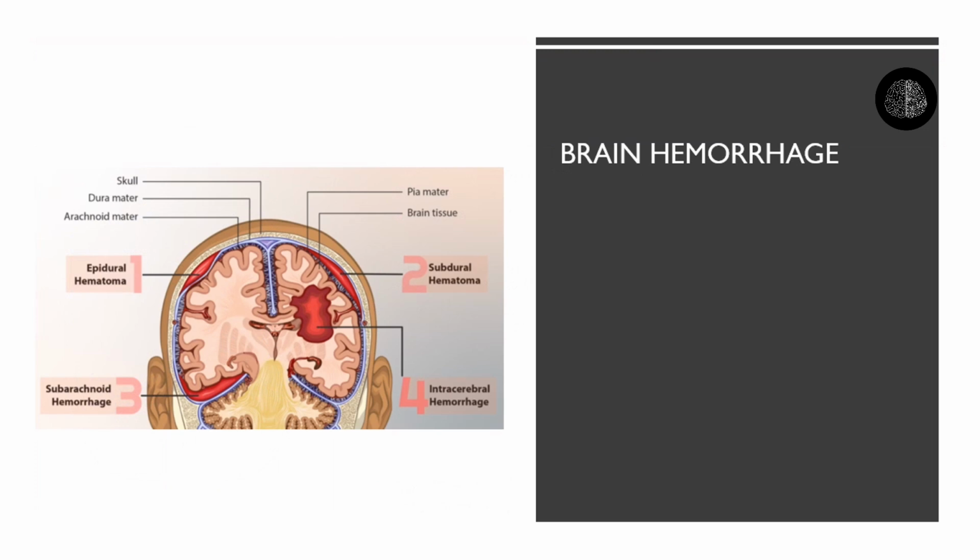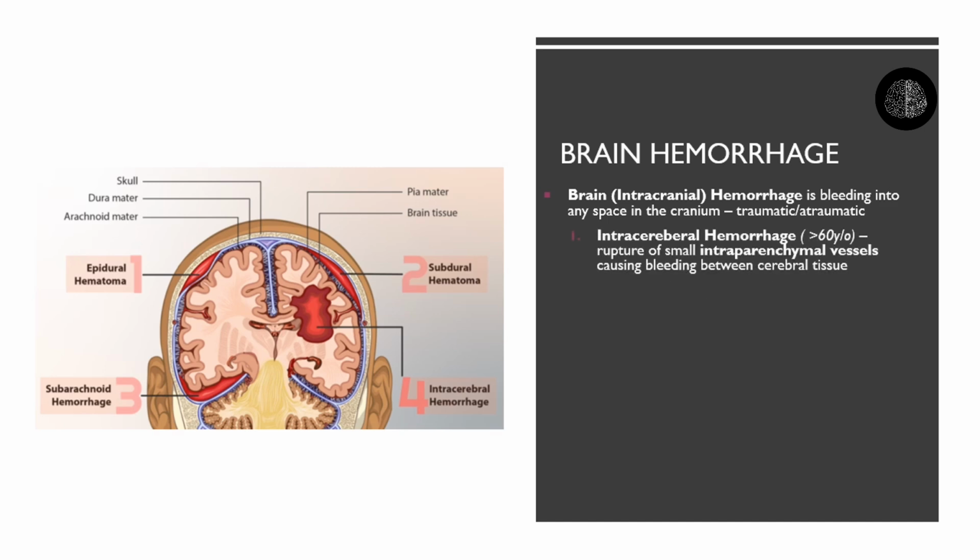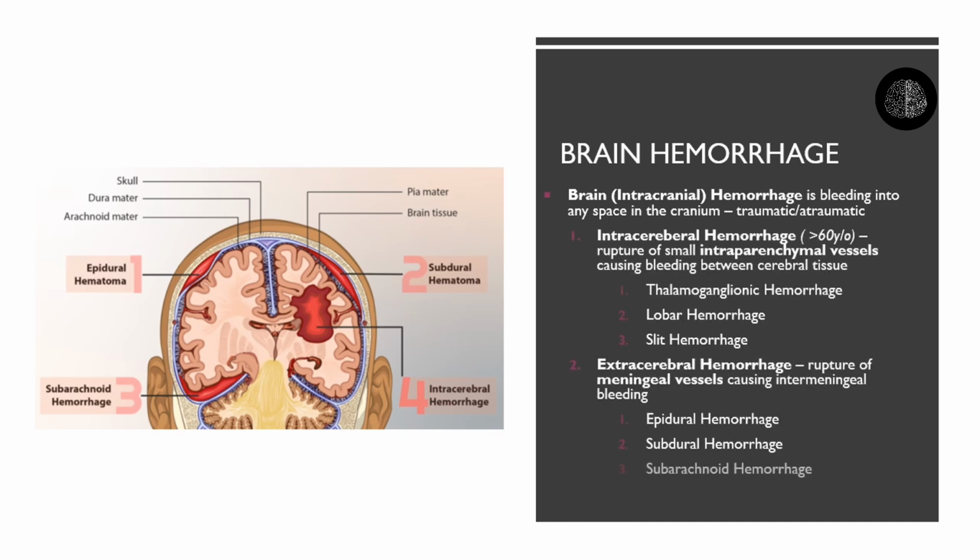Now, brain hemorrhages, we define them as bleeding into any space in the cranium. Please don't get confused between intracranial hemorrhage and intracerebral hemorrhage, where intracerebral hemorrhage is a subtype of intracranial hemorrhage, but intracranial hemorrhage means bleeding in any space in the cranium, including the cerebrum or outside. Which comes to our second classification, which is the intracerebral hemorrhage, usually in old people above 60 years old, and it's less common than extracerebral hemorrhage, which is rupture of small intraparenchymal vessels causing bleeding between cerebral tissue.